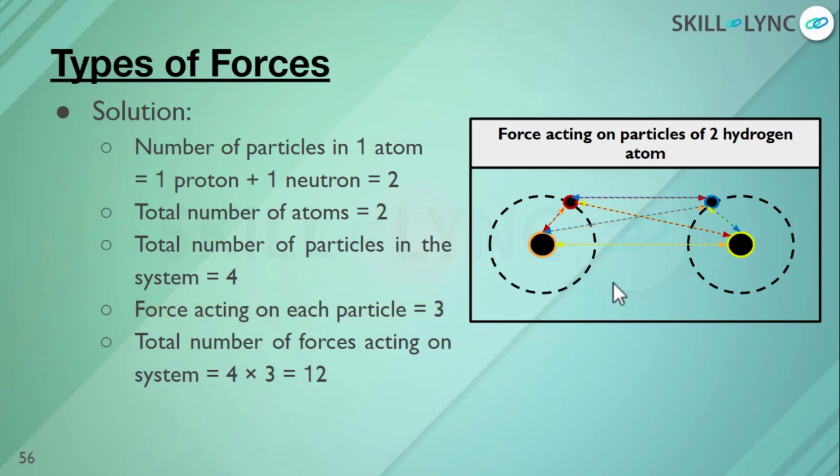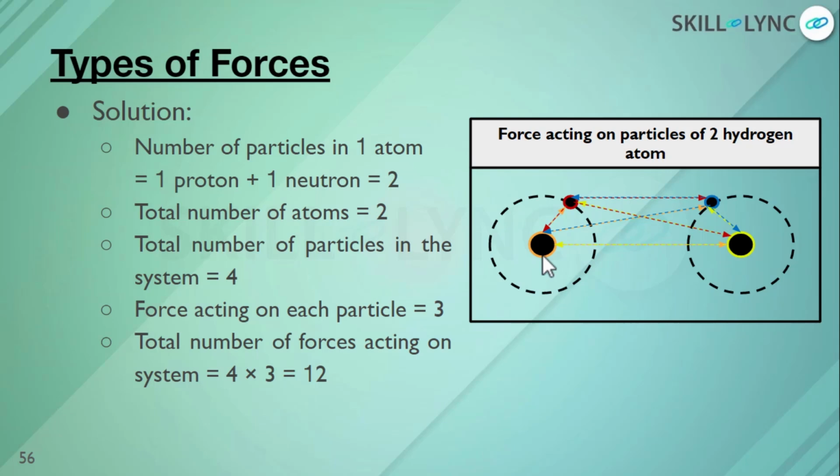Let's see how 3 forces are acting on each particle. Let's consider the force acting on the neutron of atom 1, showcased in orange color. We have to find out from how many directions this orange neutron is getting forces. First, it is getting force from the yellow arrow, which is the neutron of the second atom. Similarly, it is also receiving a force in blue color from the blue particle, which is the proton of the second atom. Also, it is receiving a force in the form of a red arrow, from the red particle, which is the proton of its own atom.